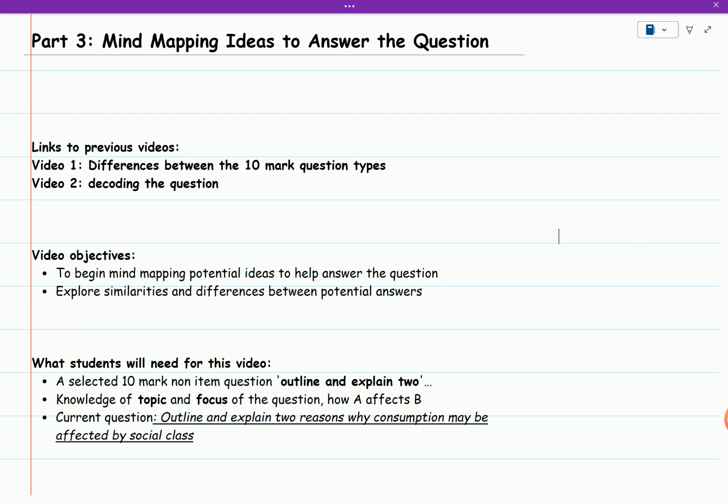And in video 2, we looked at decoding the question. So what the question is asking us to do and how we look at how one thing can affect another. In this example, the question that we were using is outline and explain 2 reasons why consumption may be affected by social class. So then we turn that around to say, well, how can social class potentially affect consumption?